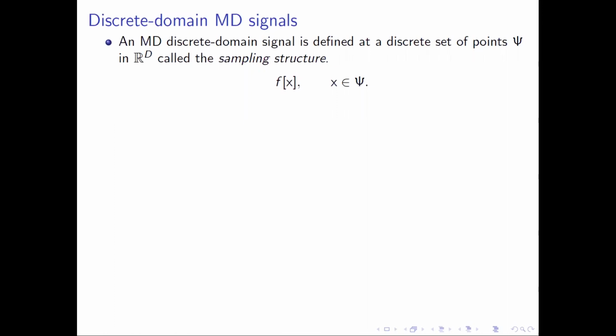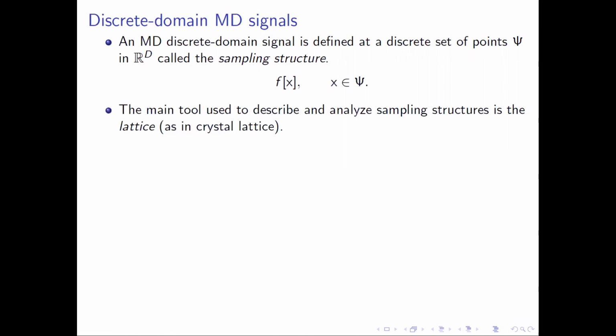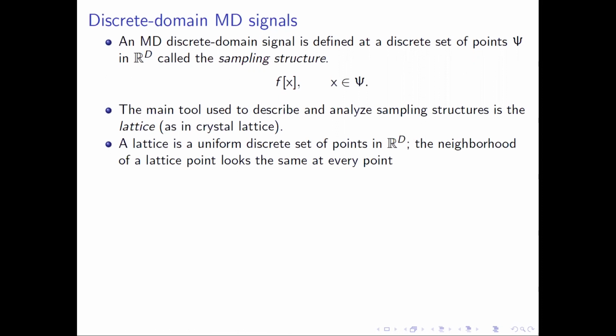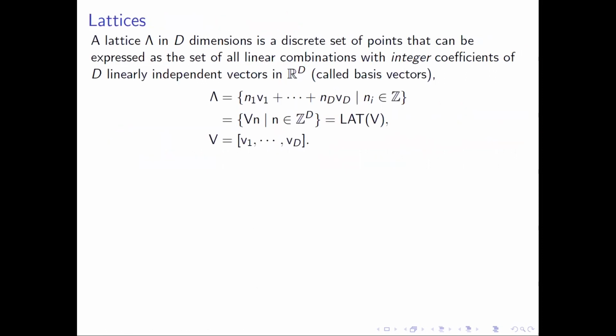In discrete domain signal processing, the signal domain is a discrete set of points in R^D called the sampling structure, psi. The main tool used to describe and analyze sampling structures is the lattice, used in the same sense as crystal lattice. A lattice is a discrete set of points in R^D that contains the origin and where the neighborhood of any point looks exactly the same as the neighborhood of the origin or of any other point. This can be seen in this illustration of a portion of a two-dimensional lattice.